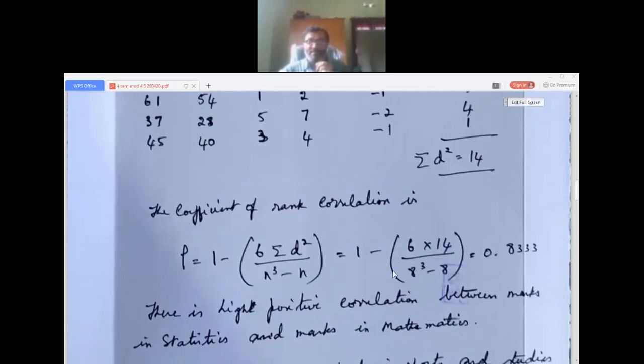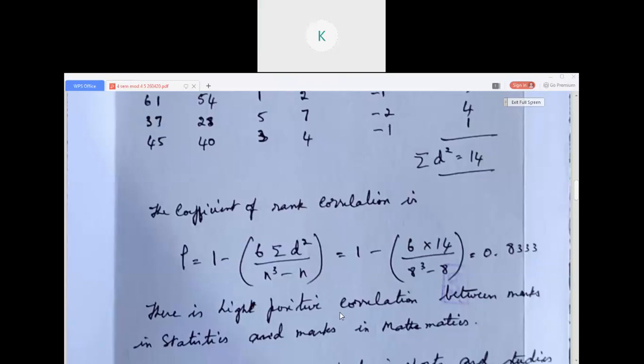8 cubed minus 8. Then this is a simple calculation. You can use your calculator and find out it is 0.8333. So it is very near to 1. So we can say that there is a high positive correlation, because if it's more than 0.5 we say high, below 0.5 we say it's low. So here the answer is 0.833. Please calculate, I might be wrong, use the calculator. There is high positive correlation between marks in statistics and marks in mathematics.